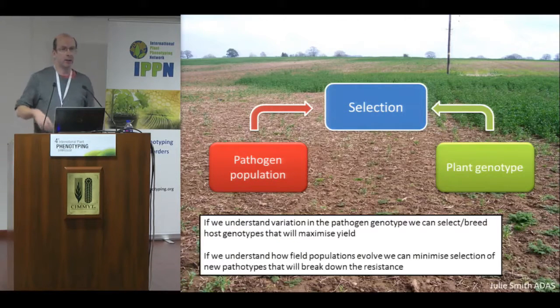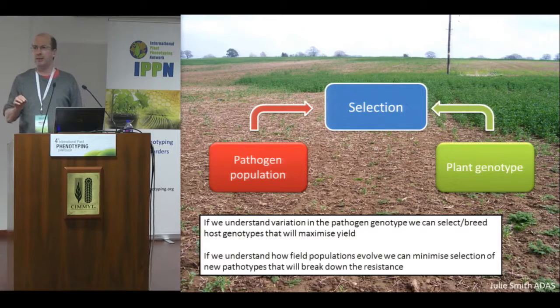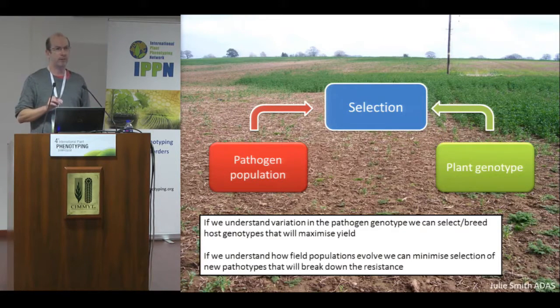To finish with, going back to the clubroot thing, one of the nice things about clubroot is it doesn't spread very easily unless we spread it. And so one of the things that you can do is, when you put a plant genotype in the field, you are selecting for pathogen populations that can overcome that resistance. But we can shortcut that process.